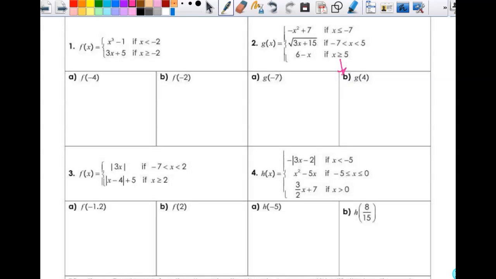Okay. So when I am evaluating for a piecewise, I have to figure out what domain this number lives in. So these are all the values less than -7. It doesn't live in there. This is between -7 and 5, so that's where 4 lives, in that domain. That's how I know it's this part that I'm substituting it into.